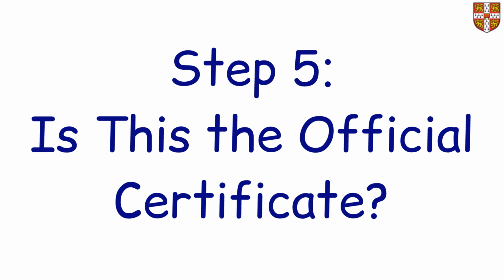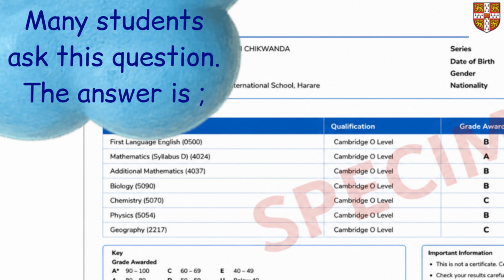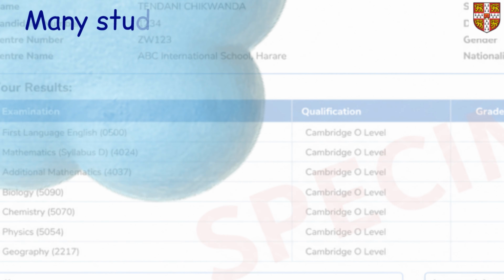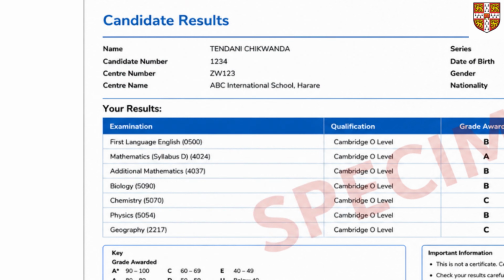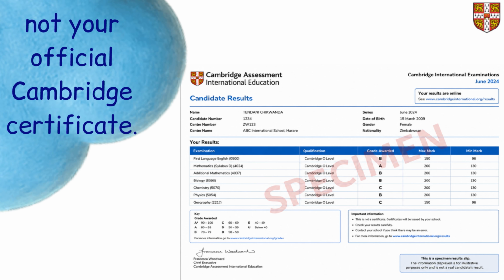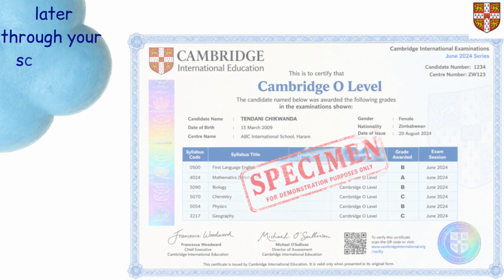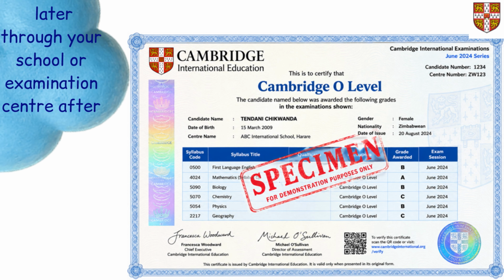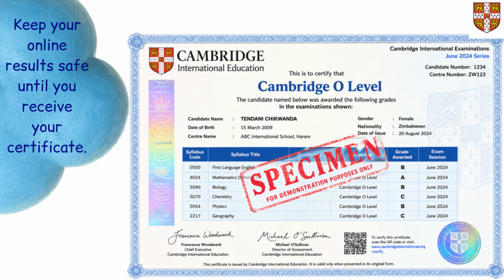Step 5. Is this the official certificate? Many students ask this question. The answer is no. The online results page or statement of results is not your official Cambridge certificate. Your official Cambridge certificate is issued later through your school or examination center after the examination series has been completed. Keep your online results safe until you receive your certificate.